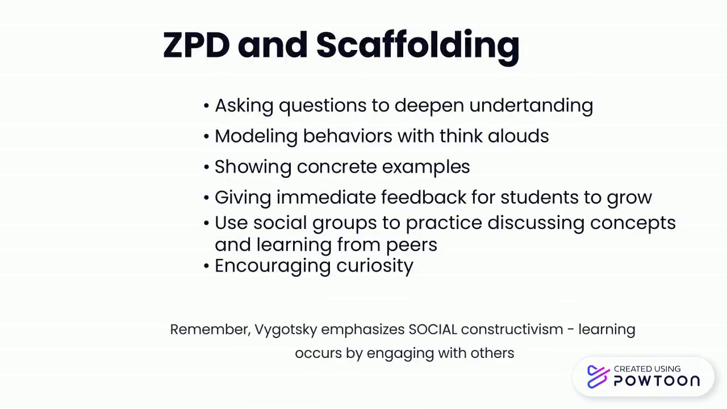There are so many different types of scaffolding that teachers can use to help students learn. These include modeling behaviors like thinking aloud, asking questions to deepen understanding, providing opportunities for hands-on learning, giving feedback, and using peer groups to explore concepts and learn from classmates. Remember that Vygotsky emphasized social constructivism, which means that learning occurs by engaging with others.